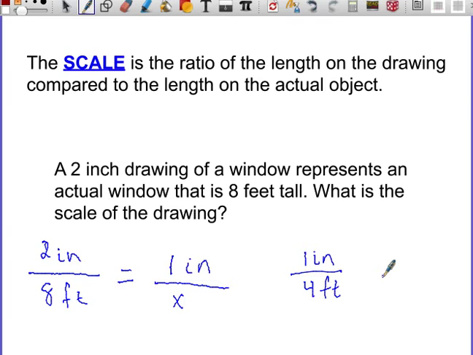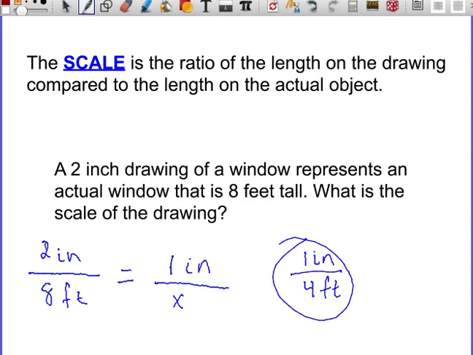Couldn't you just take 8 divided by 2, since you put that as a 1? You can, and some of them will be that simple, but others are going to have decimals and kind of weird numbers in them. So it will always work to set it up as a proportion and use the fish method. That's just the way I'll show it on all the examples that we do. So this is the answer: the scale of the drawing is 1 inch over 4 feet. That's all you have to do.